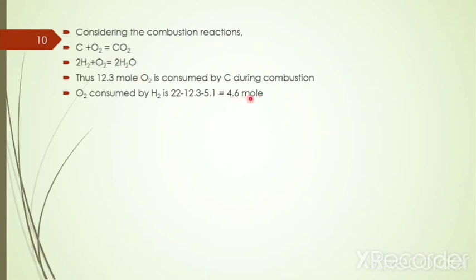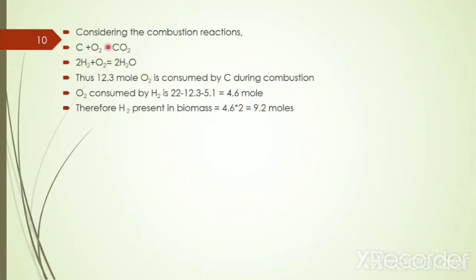And what will be the moles of hydrogen present? If the hydrogen uses 4.6 moles of oxygen, we can use this equation: 2 moles of hydrogen are used by 1 mole of oxygen to form 2 moles of water. So this is the 4.6 moles of oxygen, meaning hydrogen present in biomass will be 2 into 4.6, that will be 9.2. So this is the method we are using for finding out the moles of carbon and hydrogen in biomass.